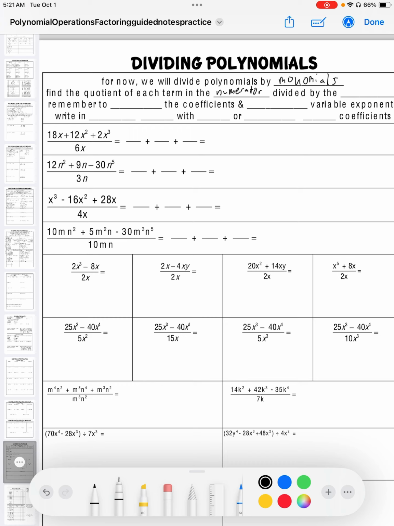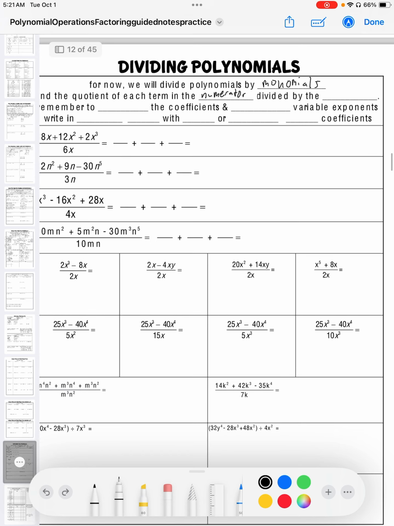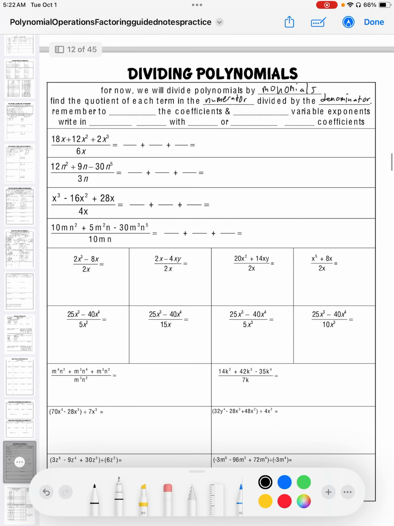The numerator just means the top part of this fraction. And we're going to divide it by the denominator, so the bottom part. When we're doing this, we need to remember to divide the coefficients. The coefficients are the numbers. Divide the coefficients and subtract the variable exponents. So when we're dividing things with exponents, we're going to be subtracting the top exponent minus the bottom exponent.